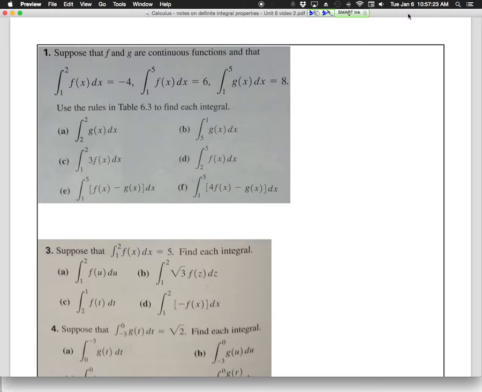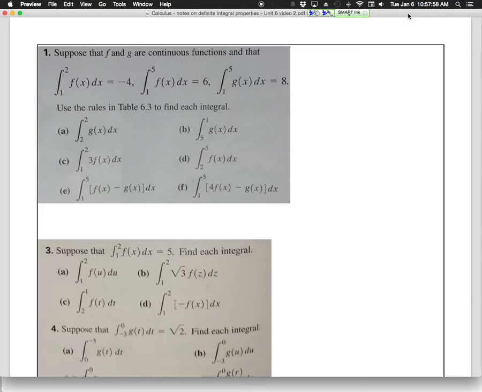All right, Shanine. A on the first one, the integral from 2 to 2 of g of x dx. 0, very good. 2 to 2 of g of x dx is 0. How do you get that, Shanine? Whenever the limits are the same, it's going to equal 0. All right, part B. Alex, what'd you get on part B? The integral from 5 to 1 of g of x dx. -8 is correct. Any issues with -8?